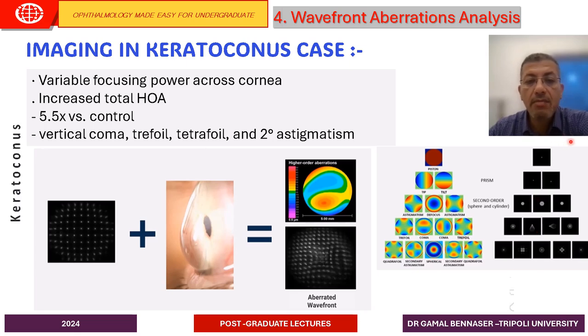The most common is representing the deviations of the wavefront from the normal spherical wavefront to an aberrated wavefront by the root mean square. The root mean square describes the deviations of the normal wavefront to the aberrated wavefront in micrometers. I will not go into details about the wavefront aberrations; I advise you to revise my lecture regarding the Zernike polynomials and wavefront analysis. However, we utilize this technology both in the diagnosis as well as in planning the treatment for patients with keratoconus.